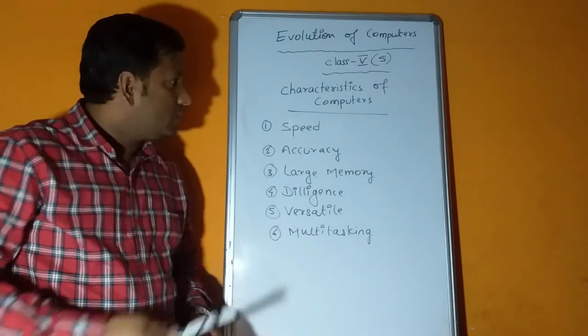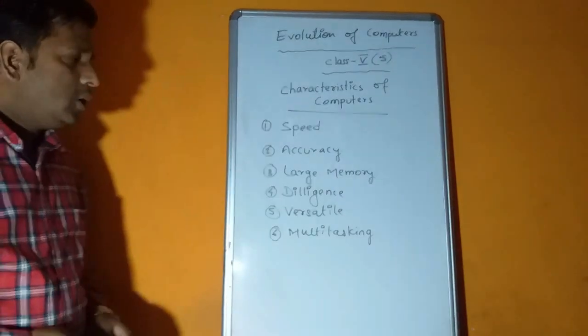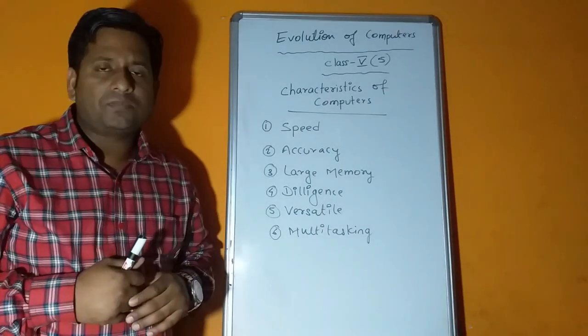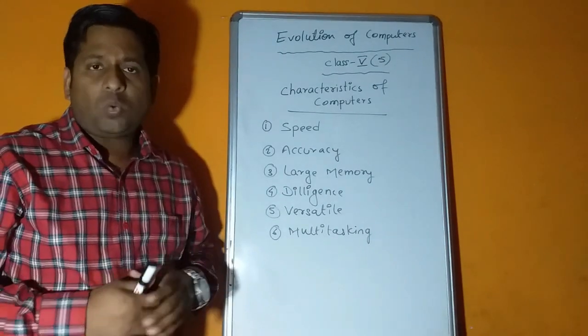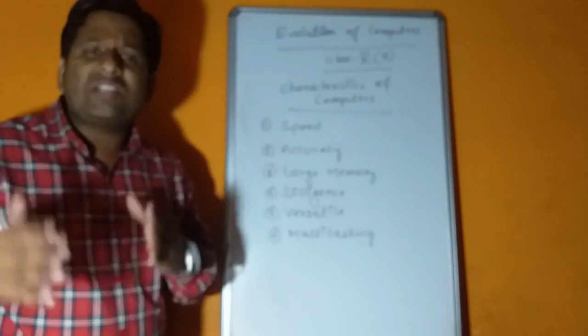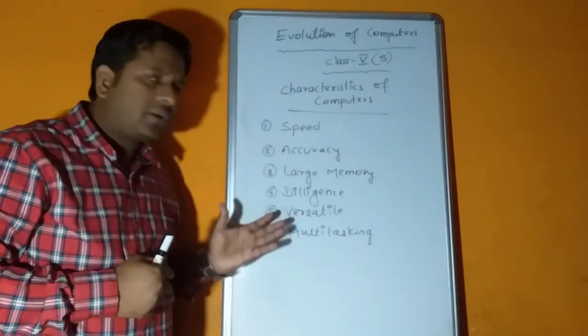So children, the next topic we have is characteristics of computer. What is a characteristic? Characteristic means you can say advantage of computer. Why do we use computers? What benefit do we get? Why do we call the computer an intelligent device? See here, I have listed 6 points.